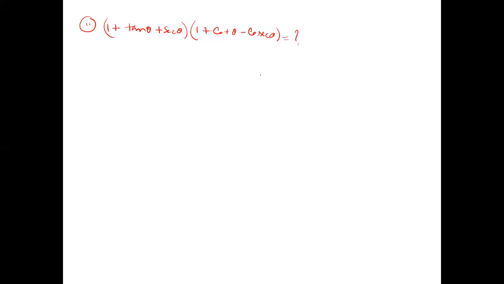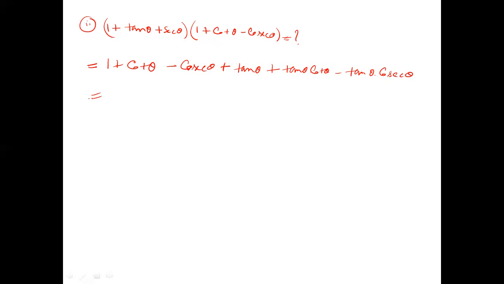Now see, you have to choose the correct option. That means you have to evaluate this value. It is a little bit complicated, not tough. You have to multiply various terms within the brackets. First multiply 1 with the bracket: 1 plus 1 into cot theta, which is cot theta, minus 1 into cosec theta, which is cosec theta. Then tan theta into 1 is tan theta. Then tan theta into cot theta is 1, because tan and cot get cancelled. Then minus tan theta into cosec theta.